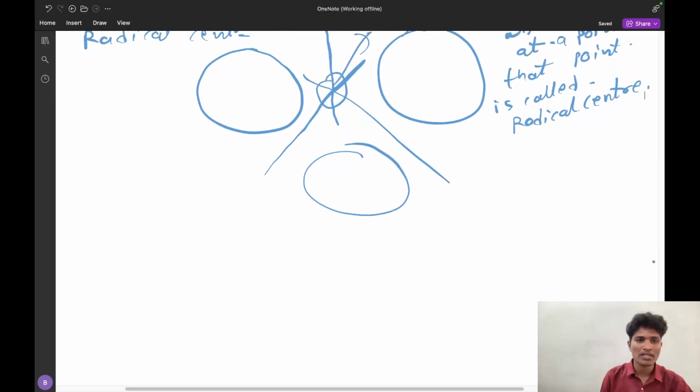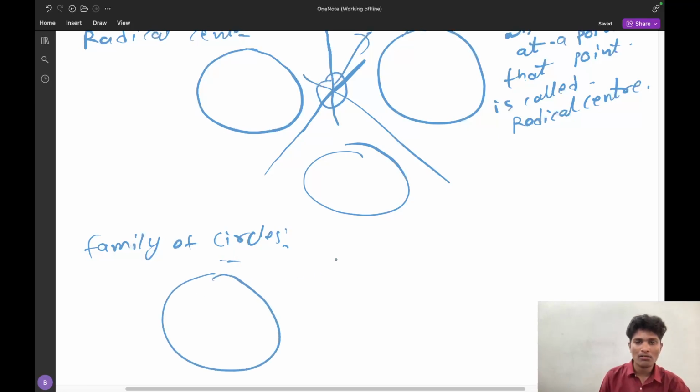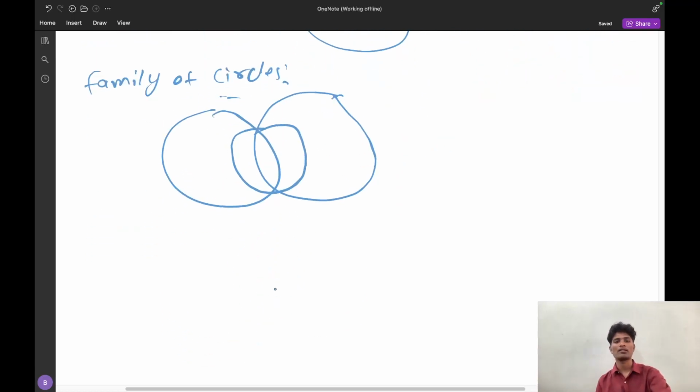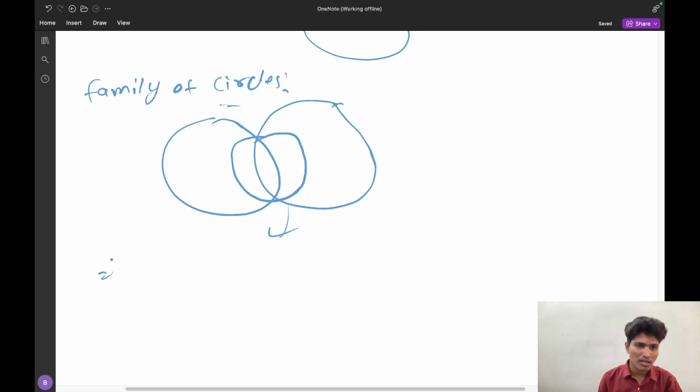The next important concept is family of circles. What is the main concept of family of circles? Suppose there are two circles, s1 and s dash, and I want to find another circle which is passing through the points of intersection of the two circles.